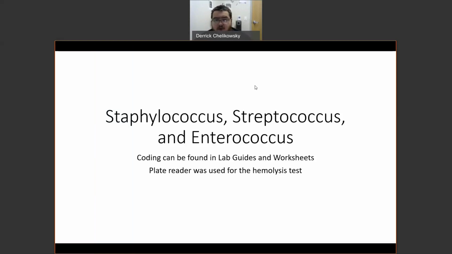Also, it should be noted that we do have a working plate reader, so I did include a plate reader, which will really help with the hemolysis test and seeing exactly what type of hemolysis is going on. So with that in mind, we're going to start with the hemolysis test. I expect this to be a fairly short video, maybe 3 to 5 minutes at max, as I go through here and show you exactly what we're looking for.